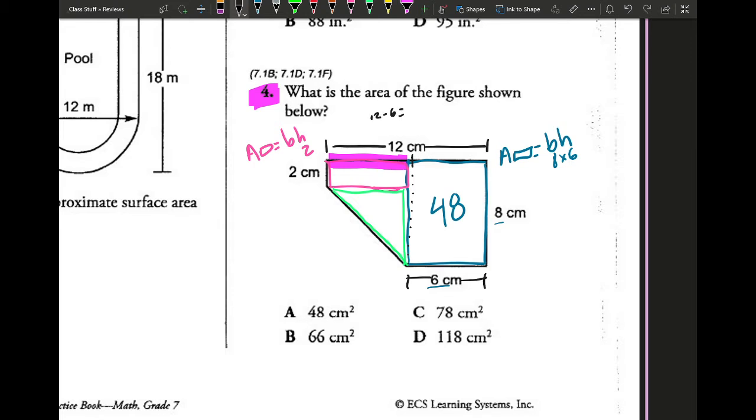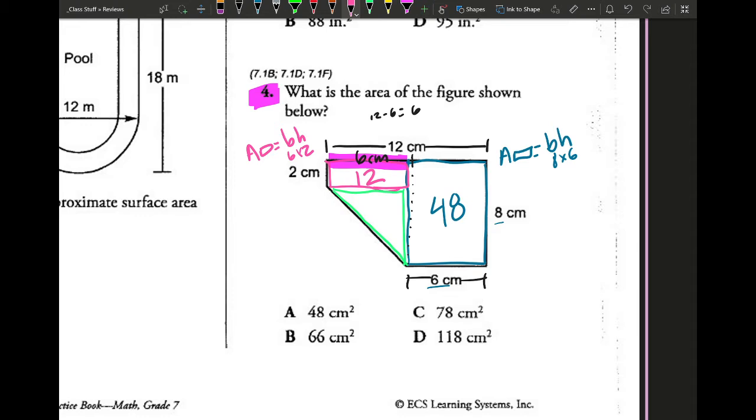12 minus 6, which gives me 6. So that means that this right here is going to be 6 centimeters. Right? Easy so far? So now, this is a 6 by 2, which is 12. Write it big inside. Boom, you're done right there.